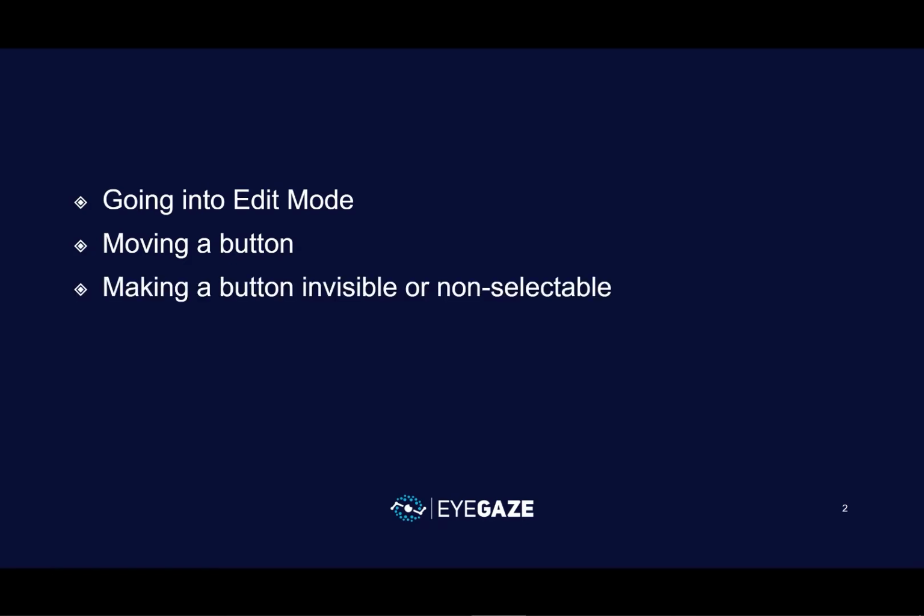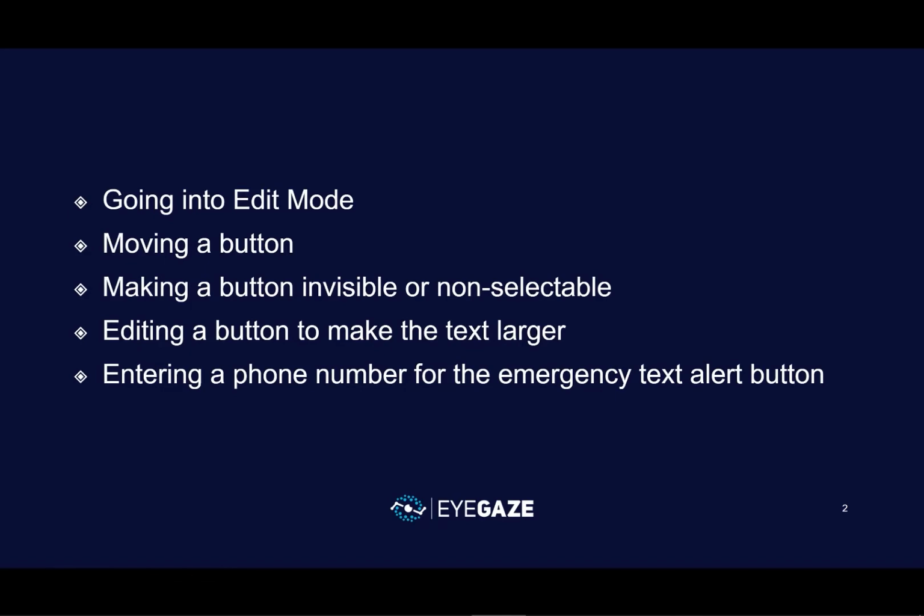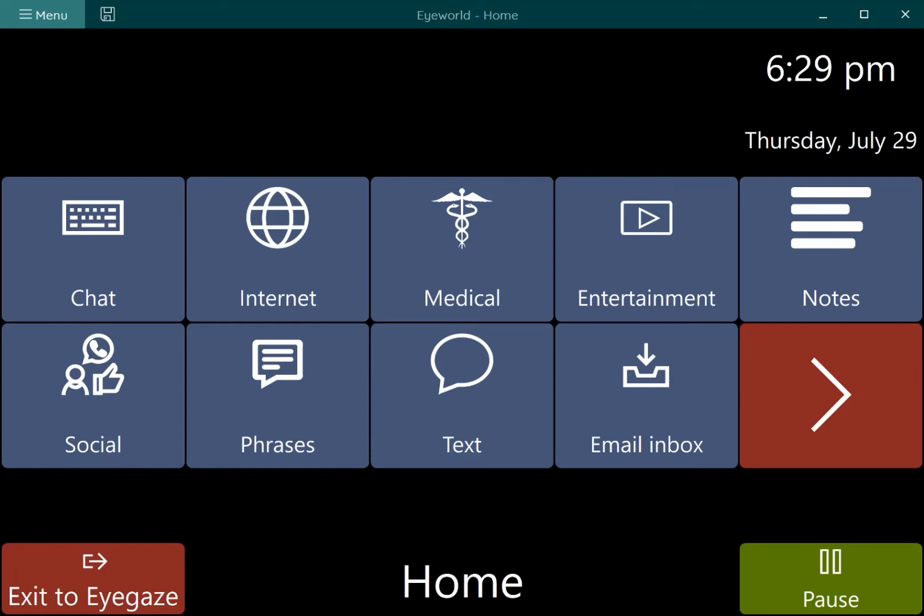We'll look at how to adjust the accessibility of a button to make it invisible or non-selectable, how to edit the size of the text on a button, and how to edit the phone number for the emergency text alert button. First, going into edit mode.